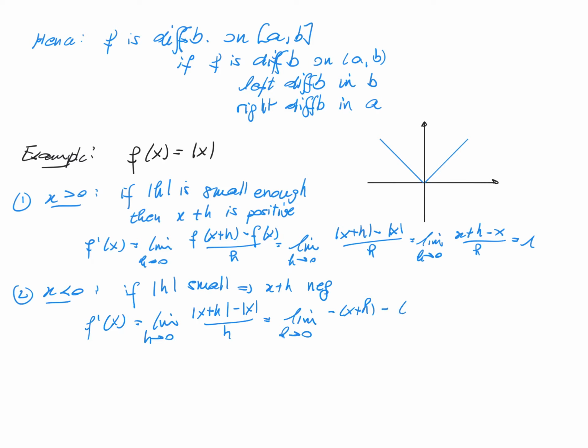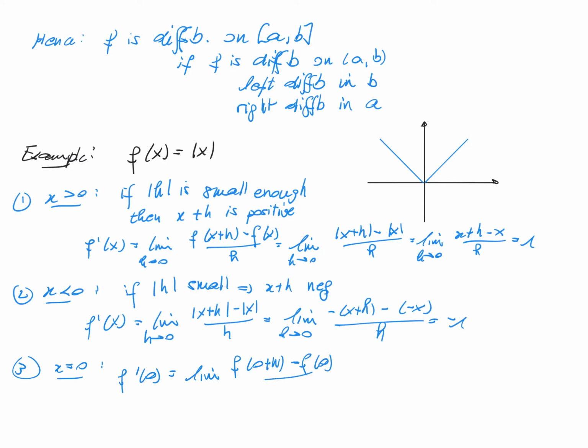And then the absolute value of x is minus x divided by h. And so here we get -1 as a derivative. And then the final case, x is equal to 0. So here the derivative f prime of 0 is the limit of f of 0 plus h minus f of 0 divided by h for h going to 0. This is, if we write it out, the limit of the absolute value of h divided by h, h going to 0.